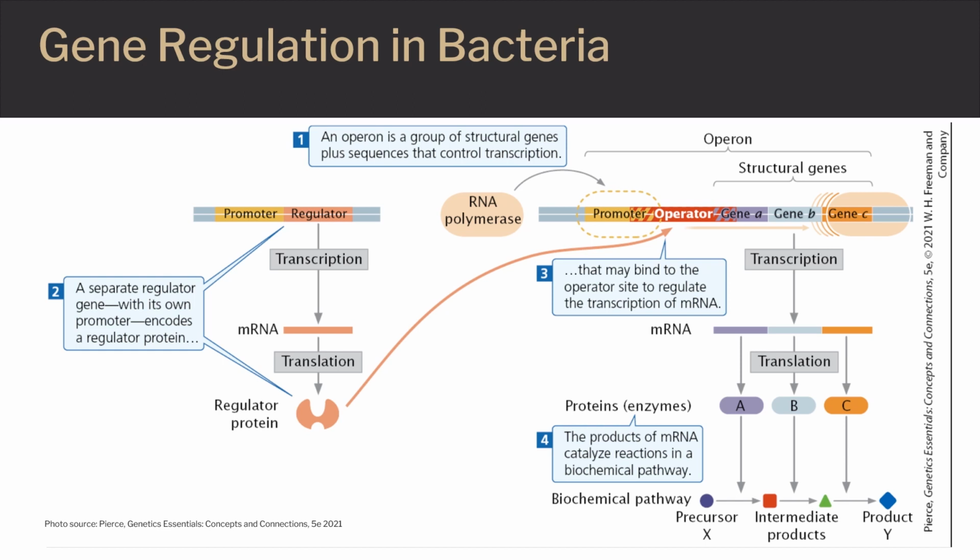The transcription of structural genes A, B, and C is under the control of a single promoter, which lies upstream of the first structural gene. RNA polymerase binds to the promoter and then moves downstream, transcribing the structural genes.